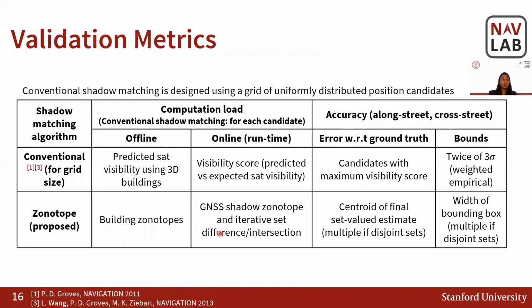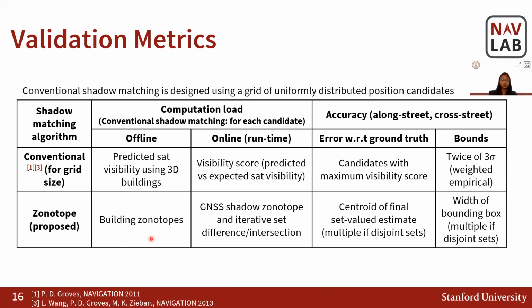For conventional shadow matching, we consider predicted satellite visibility in an offline manner, and at runtime, we compute visibility score by comparing predicted versus expected visibilities. Then the error is computed with respect to the candidate with maximum visibility score, while bounds are defined as twice the 3 sigma empirical covariance.